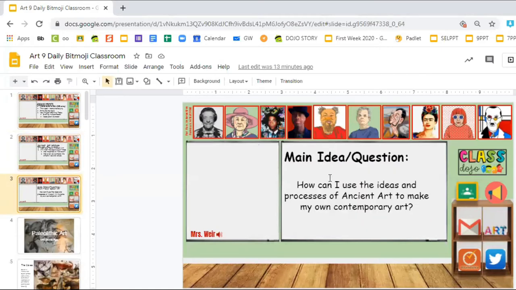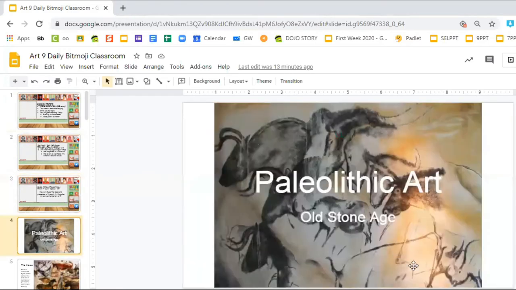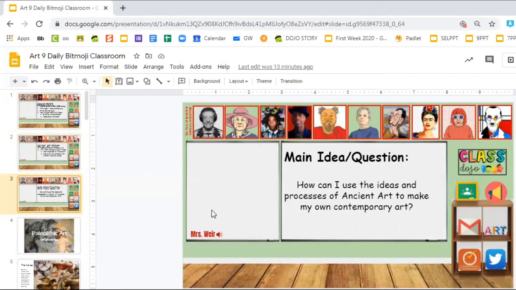Okay, so the question I want you to ask yourself for every single project is, how can I use the ideas and processes of ancient art to make my own contemporary art? We're going to start by looking at this with the oldest known art form. For every project, you are going to make art about the things you love. It's just going to be inspired from the past.